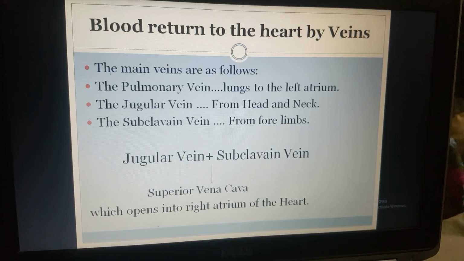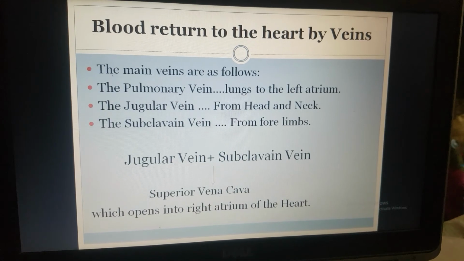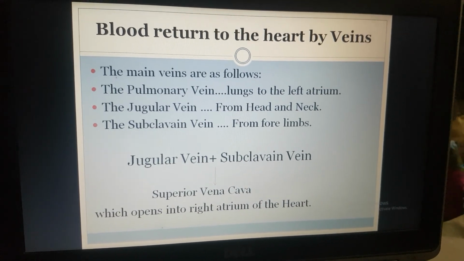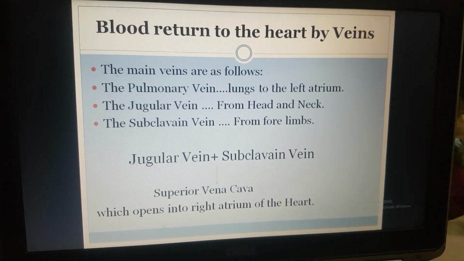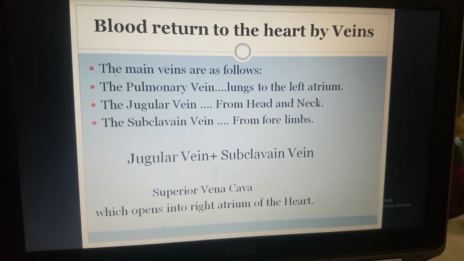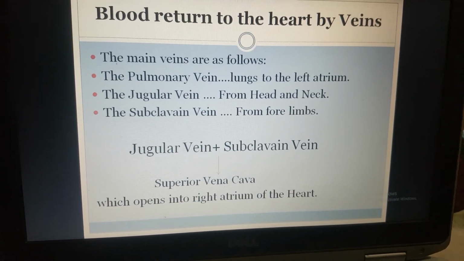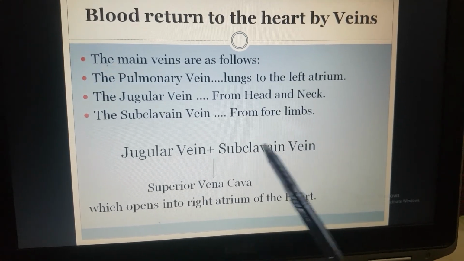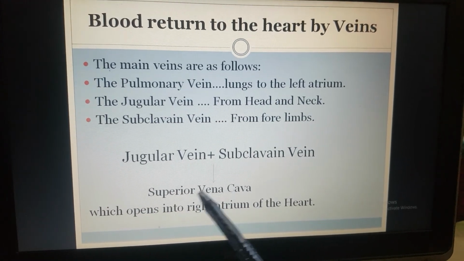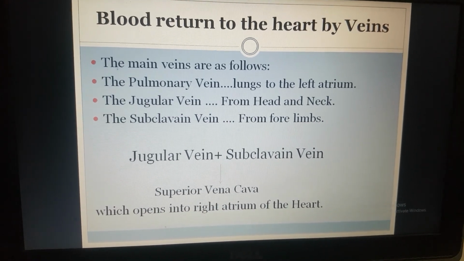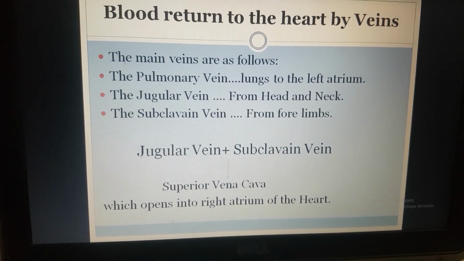When we say pulmonary vein, it takes blood from lungs to the left atrium, which is oxygenated. When we say jugular vein, it takes blood from head and neck parts to the heart. And when we are saying subclavian vein, it collects blood from forelimbs. Here you may see that jugular vein and subclavian vein all together, we can say that they are entering deoxygenated blood into vena cava. This vena cava ultimately opens into the right atrium of the heart.